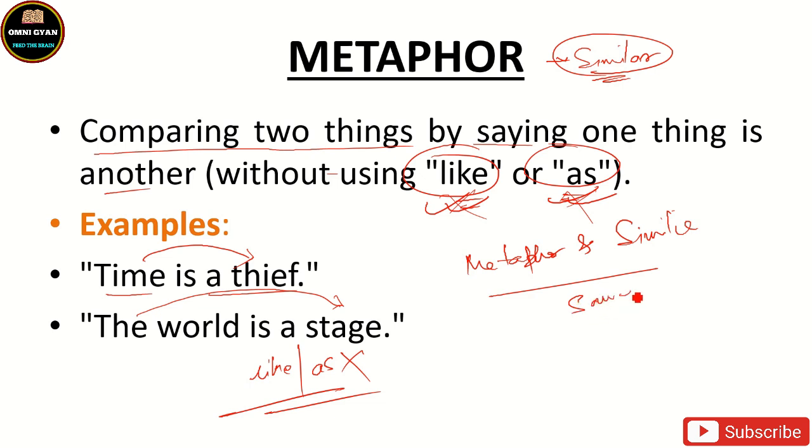They are the same, but in metaphor you don't use like or as. But in simile you have to use like or as. Here you have to use it. Okay, now let's see the meaning of simile.